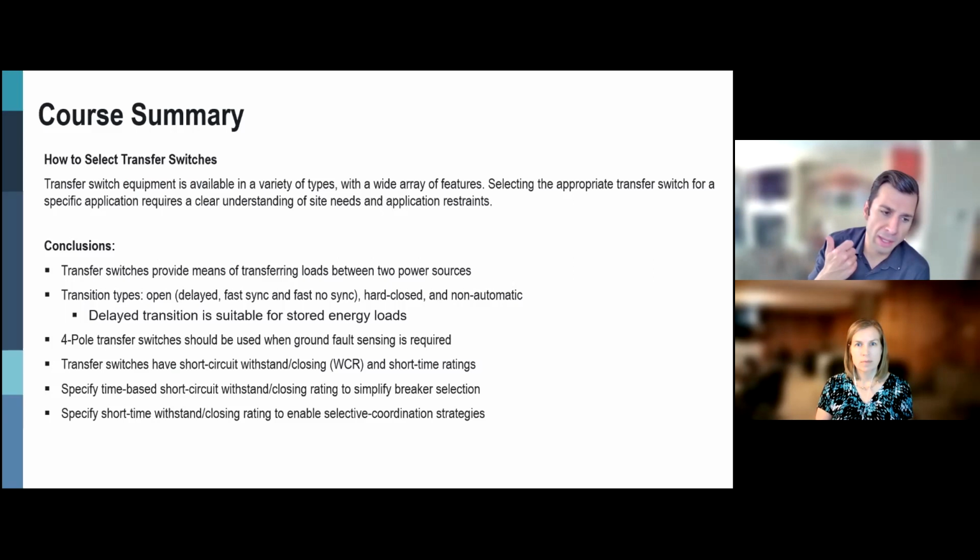A high time-based rating simplifies the breaker selection, and also if you want to have coordination for, let's say, up to half a second, a short time rating with a very high short time withstand and closing rating will enable selective coordination strategies for you.